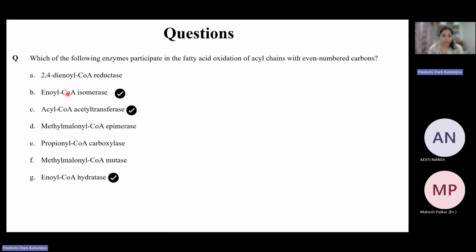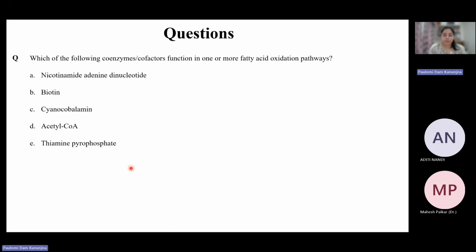So that's why enoyl coenzyme A isomerase, and these we already know are involved. Methylmalonyl, all are involved in your odd numbered fatty acids. And this one here, 2,4-dienoyl coenzyme A reductase, it's used in polyunsaturated fatty acids, when the double bond is present in both even and odd positions. So that's a bit more complicated, not only even numbered. Okay. All right, this one. Which of the following enzymes or cofactors function in one or more fatty acid oxidation pathways? So basically, which are involved in fatty acid oxidation pathways.